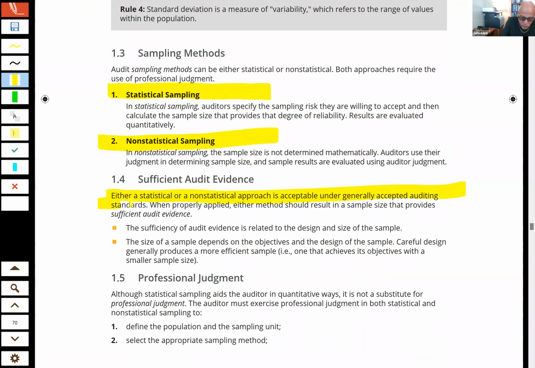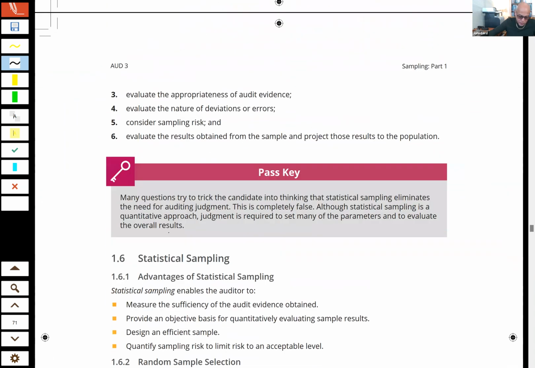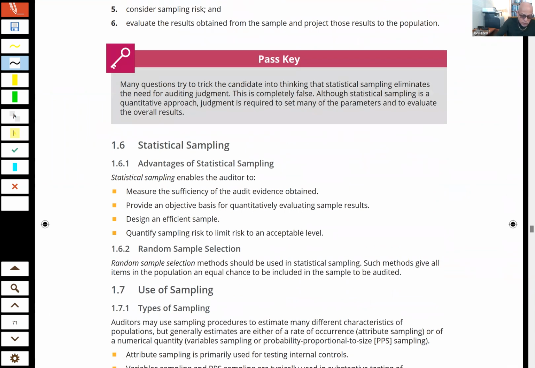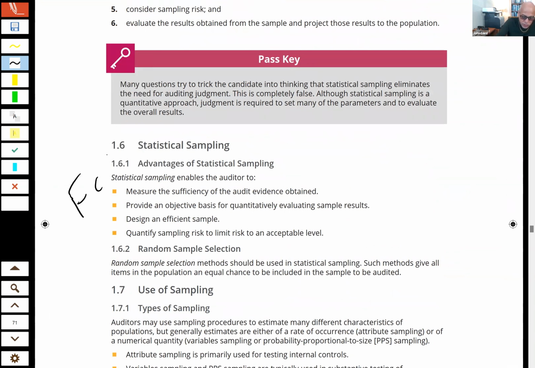Now, if we could use non-statistical sampling where the auditor could just haphazardly pull different items, why would anybody use statistical sampling? Well, non-statistical sampling is less reliable than statistical sampling. And coming over to the next page, let's flashcard what some of the advantages are of statistical sampling, because you know that the exam loves advantage versus disadvantage.